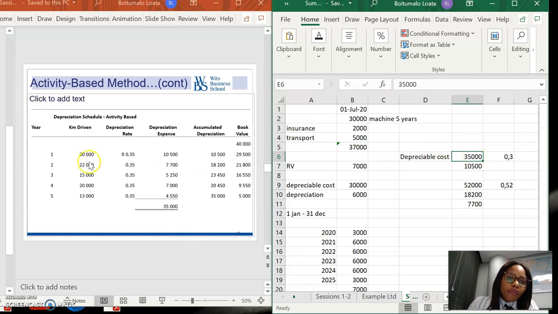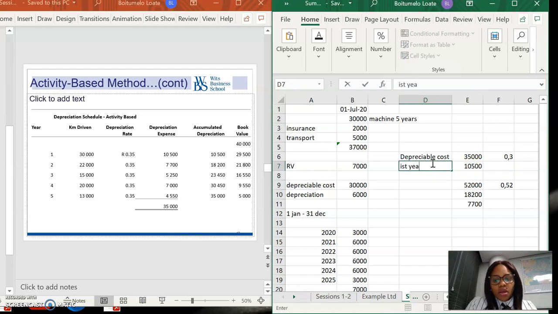The first year, you drove 30,000 kilometers over 100,000 kilometers. So if you look at my calc here, I've reflected the 30,000 divided by the 100,000 kilometers. And if I multiply the 30,000 divided by the 100,000 kilometers by my depreciable cost, in my first year, I get a depreciation of 10,500. Okay, that makes sense. So you'll see here, your depreciation expense for that first year will be the 10,500.